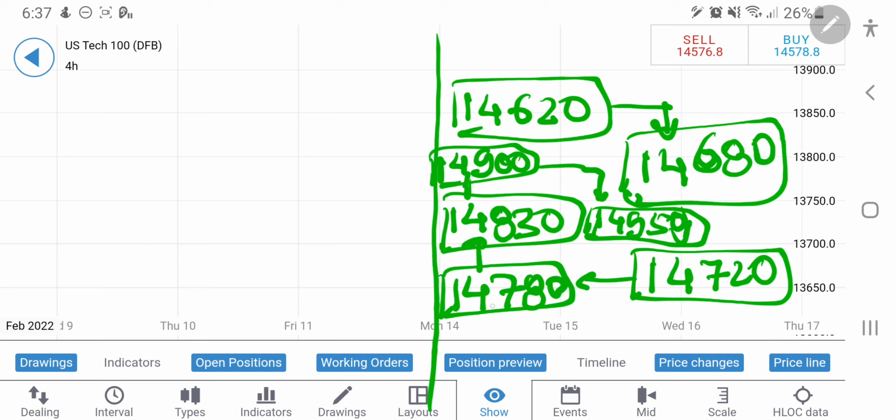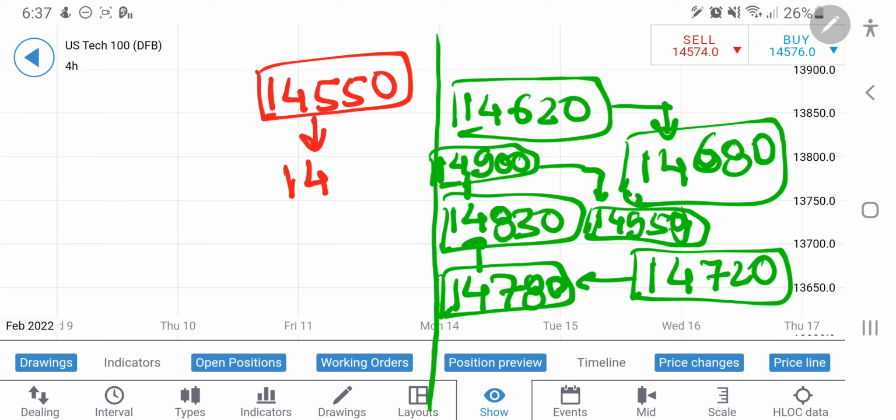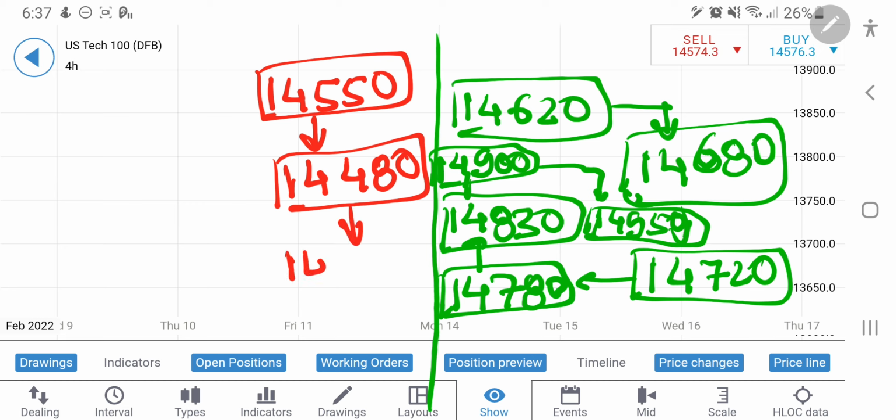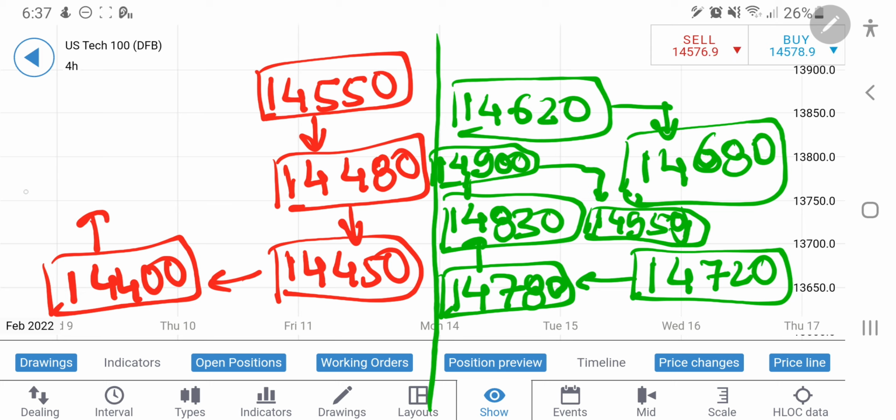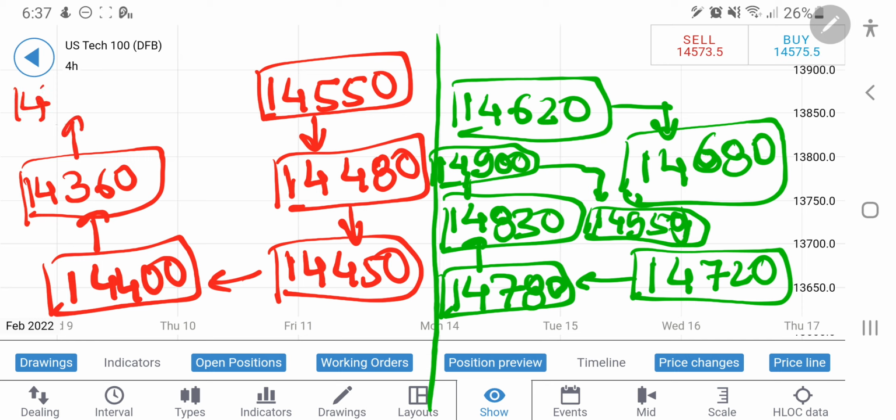Now let's have a look at the downside. If you see it trading below 14,550, take a short entry here. It is going to hit 14,480 levels, and then 14,450, 14,400. Till here it's fine. It can in fact bounce back. On the downside, my expectation is for it to hit 14,300 at least, but in between it may try to get a little support at 14,360 and 14,300.